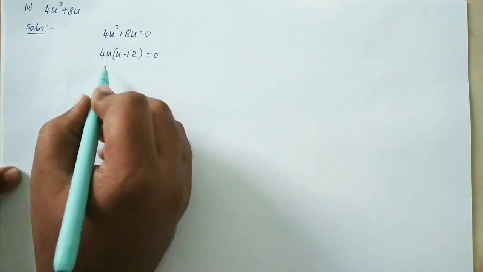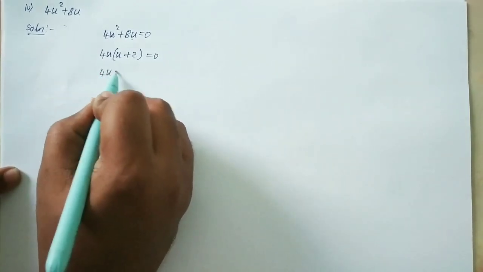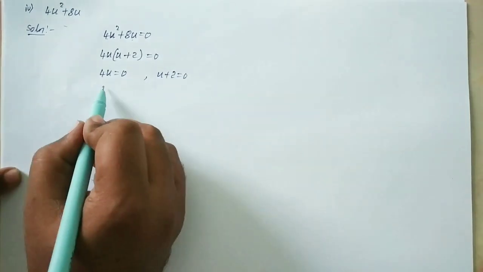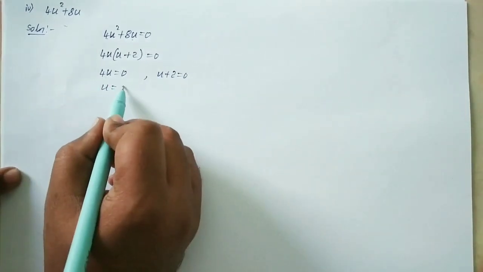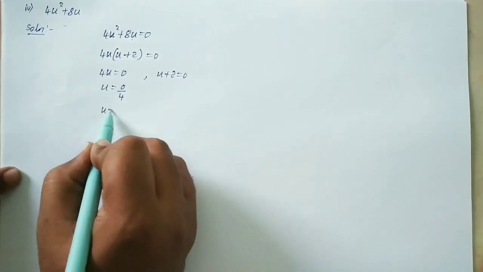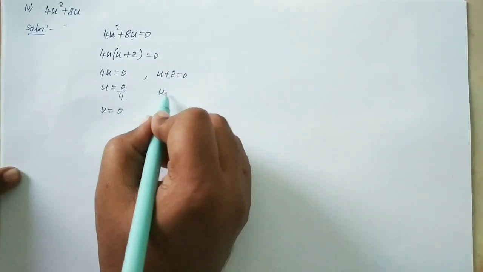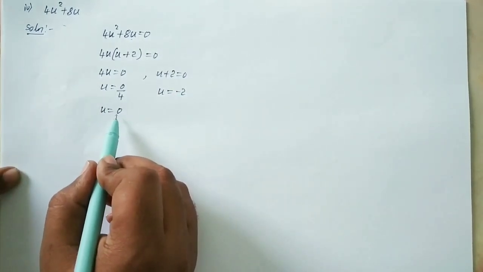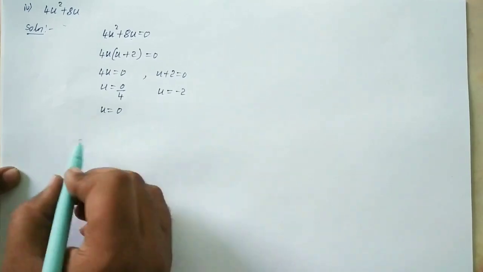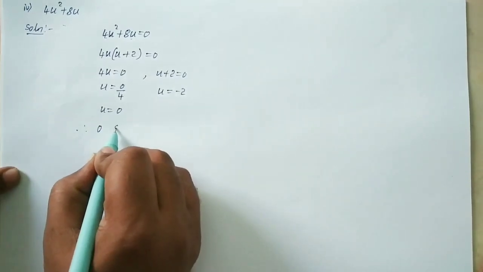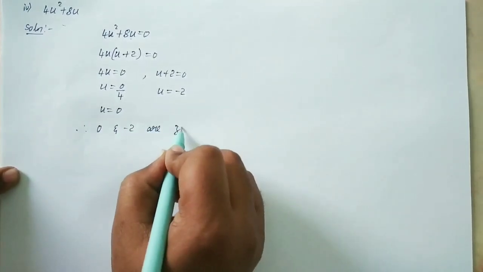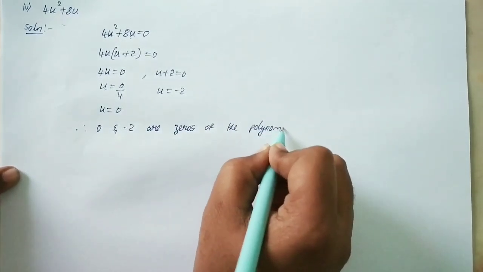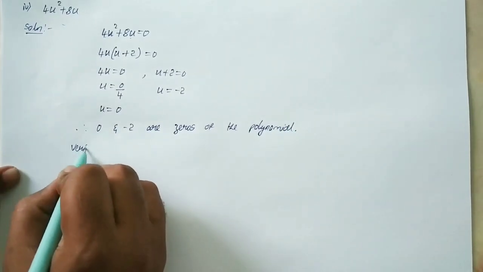Is equal to 0. So here 4u is equal to 0, then one more, u plus 2 is equal to 0. So here u is equal to, if I shift 4 to the RHS, it goes to the denominator, 0 by 4, nothing but 0. Again u is equal to, if I shift plus 2 to the RHS, it will become minus 2. So what are the zeros here? 0 and minus 2 are the zeros for this polynomial. Therefore 0 and minus 2 are zeros of the polynomial. So now we have to verify this one, verification.